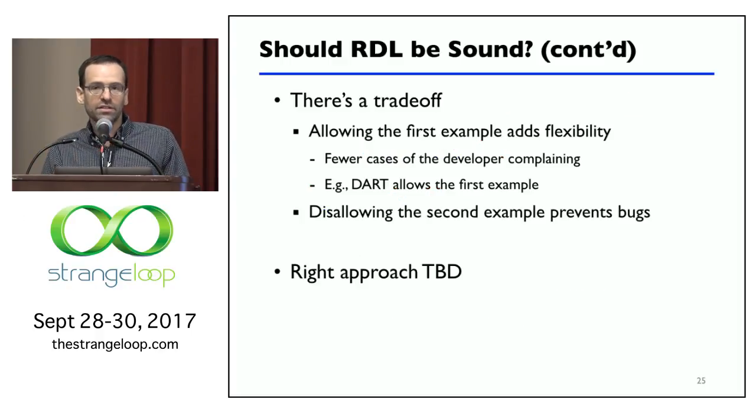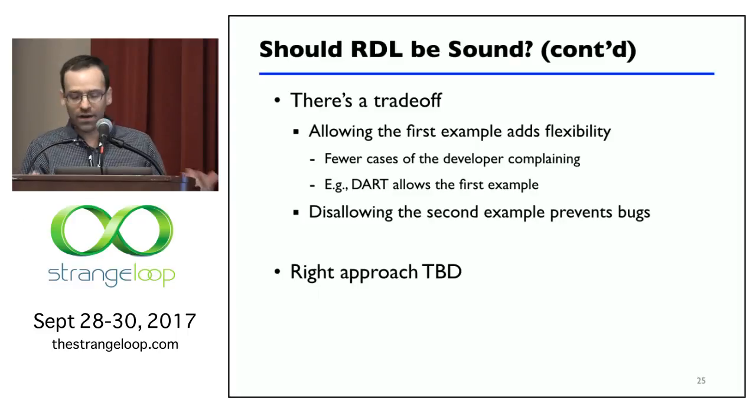So there is a trade-off. There are different answers to this, right? So the first example adds flexibility, and it has fewer complaints from the developer, right? So Dart does this. It allows this because the goal is to find bugs and not really get in the programmer's way. But on the other hand, if we don't disallow the second example, then there could be bugs in the program that we don't warn the programmer about. And I don't really know what the right answer is. This is one of these cases where there's not a clear consensus, right?